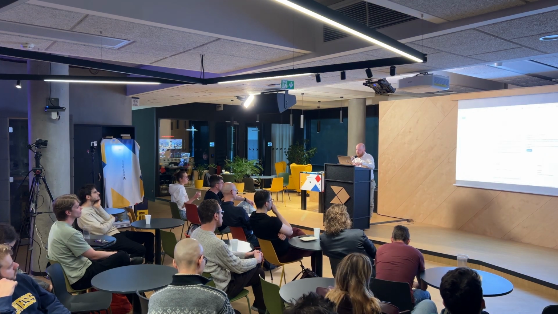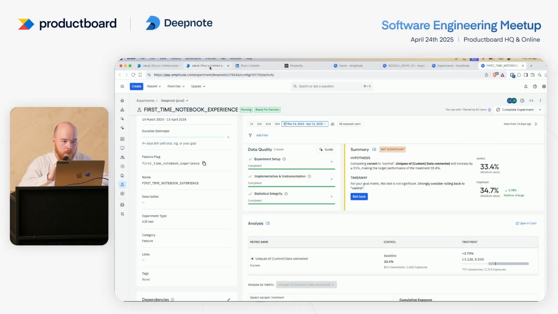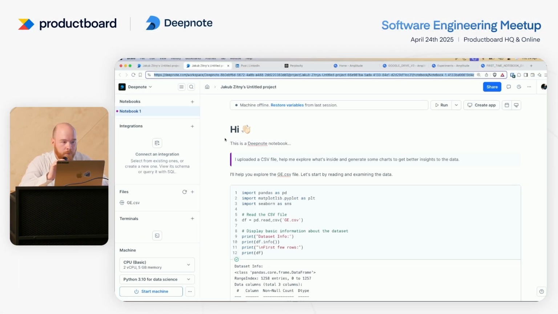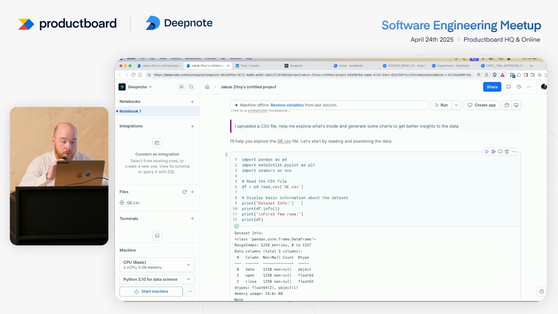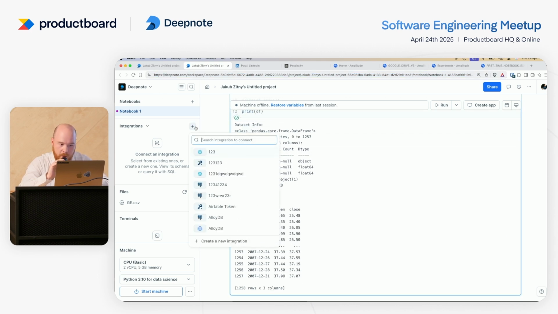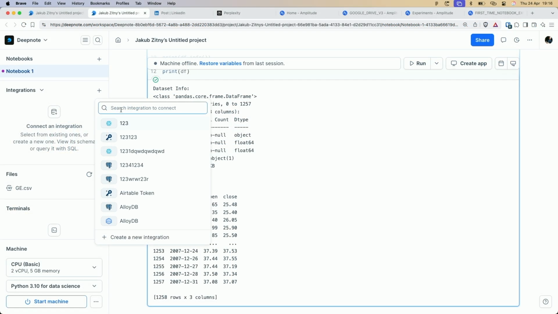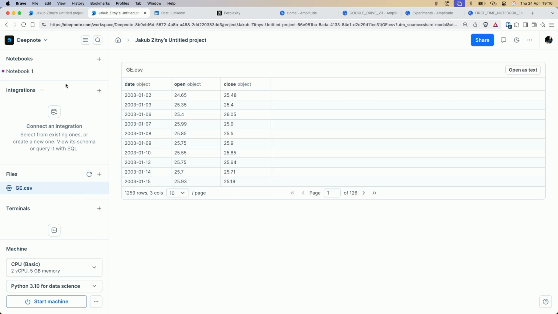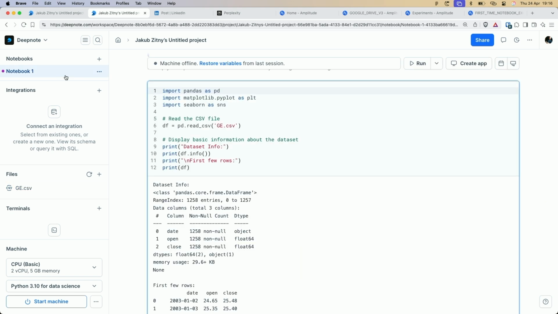So yeah, I wanted to show you two things. This is how Deepnote looks. This is the notebook where you can code. You can connect some integrations, maybe not our production one, but some integrations. Then you can also upload files. They can be CSVs, you can do some analytics. And you can do this in a collaborative manner, or any kind of collaborative tool.